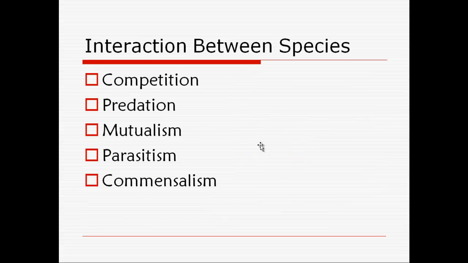So lastly, interactions between species. These are words that I hope you heard in biology. I hope that you remember some of them, so I'm just going to do a really brief review of each of these. Obviously, there is competition between species. And then, of course, there's predators and prey, mutualism, parasitism, and commensalism. So we're going to go into each of these.